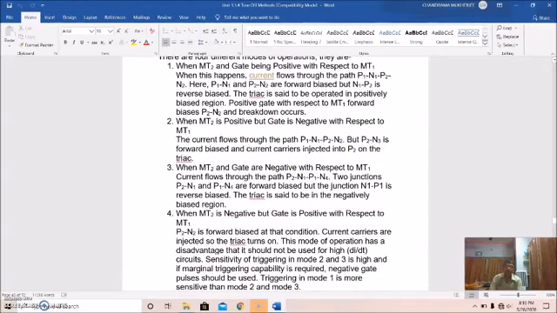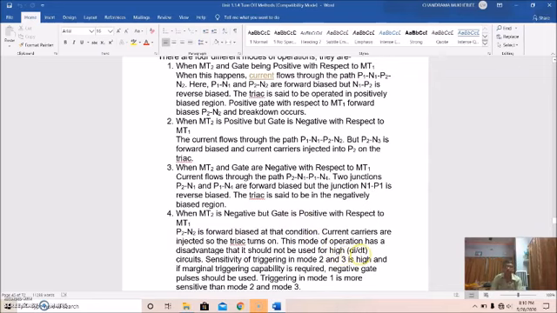And third, when MT2 and gate are negative with respect to MT1, current flows through the path P2, N1 and P1, N4. Two junctions, P2, N1 and P1, N4 are forward biased, but junction N1, P1 is reverse biased. The TRIAC is said to be in the negatively biased region. The fourth mode of operation, MT2 is negative, but gate is positive with respect to MT1. P2, N2 is forward biased. At that condition, current carriers are injected, so the TRIAC turns on.